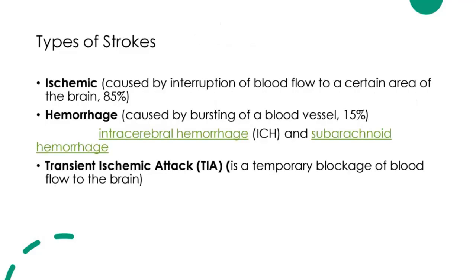Ischemia. Ischemic stroke is due to interruption of blood flow to the various areas of the brain. And these are either due to atherosclerosis, due to hardening of the blood vessel, or due to a clot formation or thrombosis in the blood vessel that will disturb the flow of blood to the brain or the area of the brain. And then we have hemorrhagic stroke.